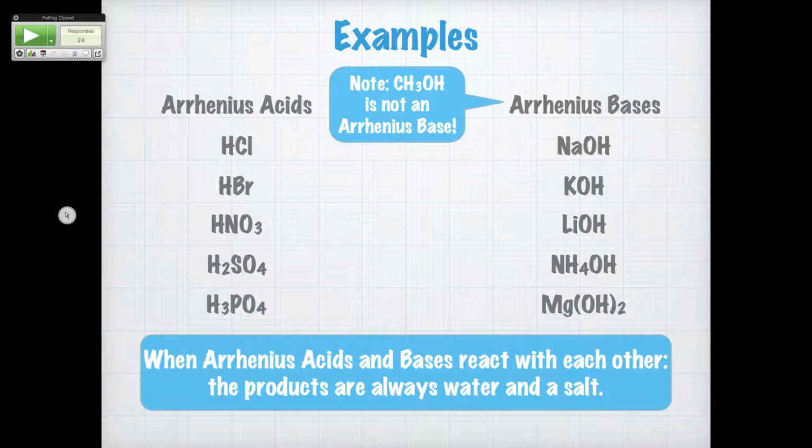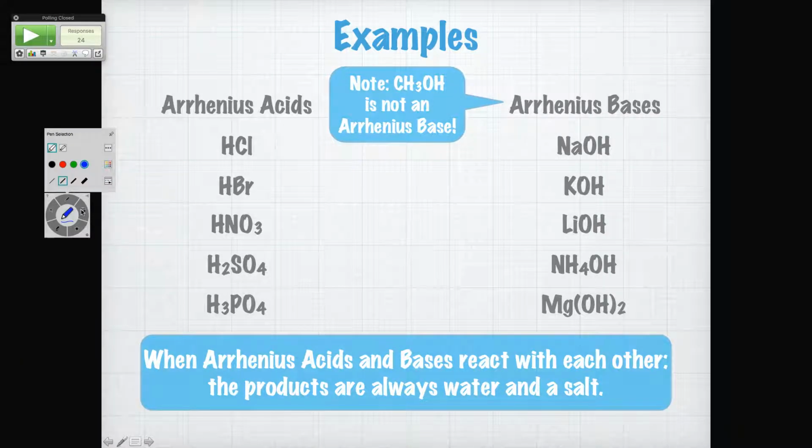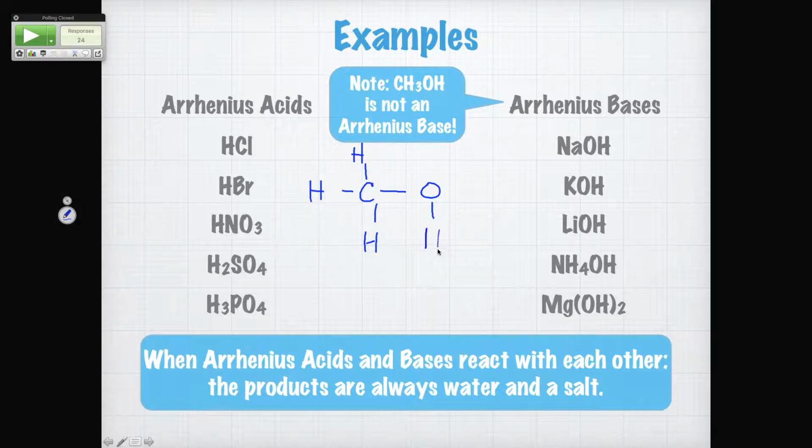CH3OH is not an Arrhenius base. What is different about the structure of CH3OH from the structure of these things over here? Let me draw it out. There are two lone pairs on that O for you. I'll make it bigger. So what's different? What can you tell me about these things?